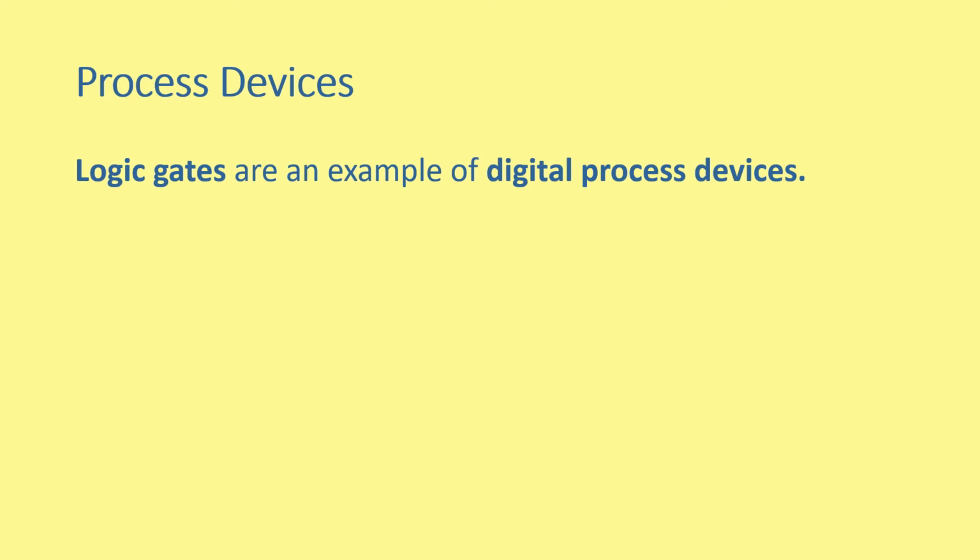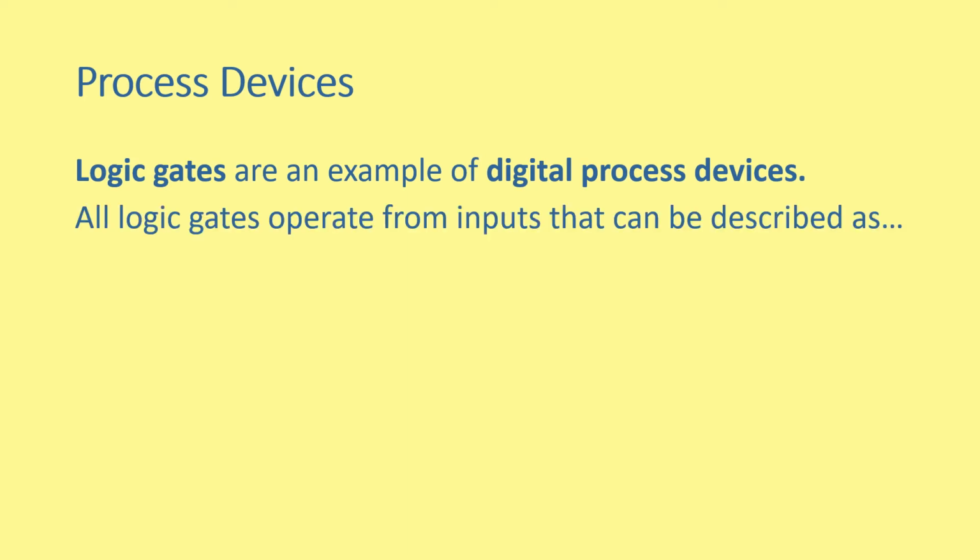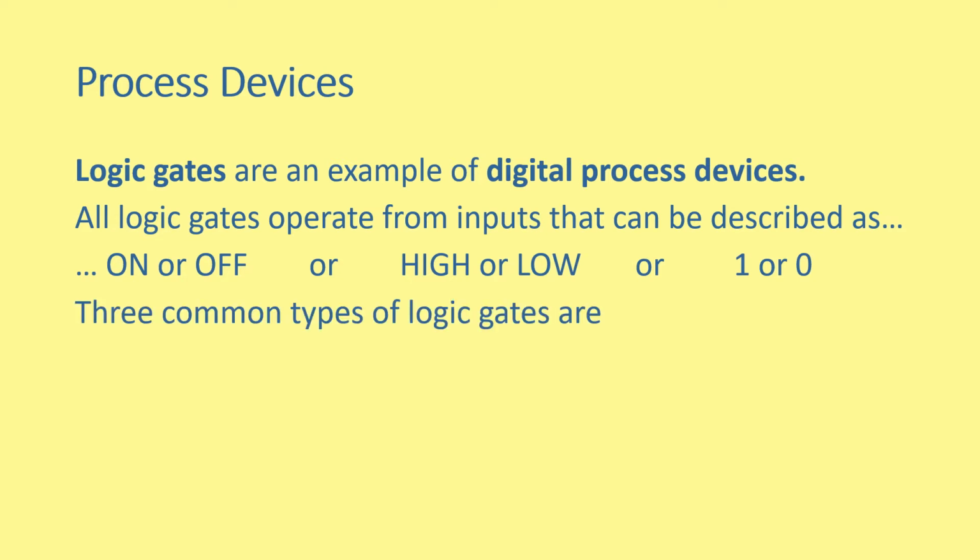Logic gates are an example of digital process devices. All logic gates operate from inputs that can be described as on or off, or high or low, or 1 or 0. The three common types of logic gates are NOT gates, AND gates, and OR gates.